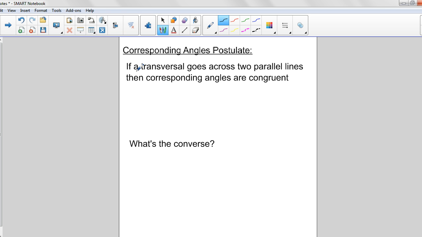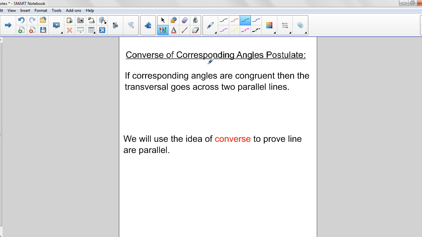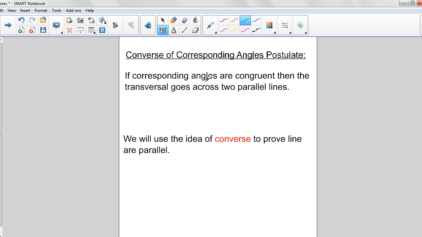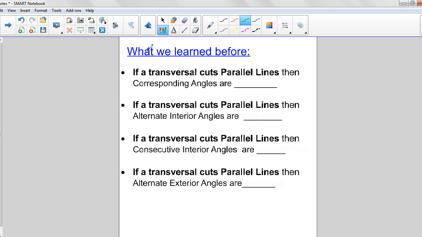So here would be P, the transversal goes across two parallel lines, and Q, the angles are congruent. We're going to switch those ideas around. Converse of corresponding angles postulate: if corresponding angles are congruent, then the transversal goes across two parallel lines. We will use this idea of converse to prove two lines are parallel. So if you look at the difference, this one says if you have a transversal that goes across two parallel lines, then the angles are congruent. And this one says if the angles are congruent, then it must be going across two parallel lines. So this is how we're going to prove that lines are parallel.